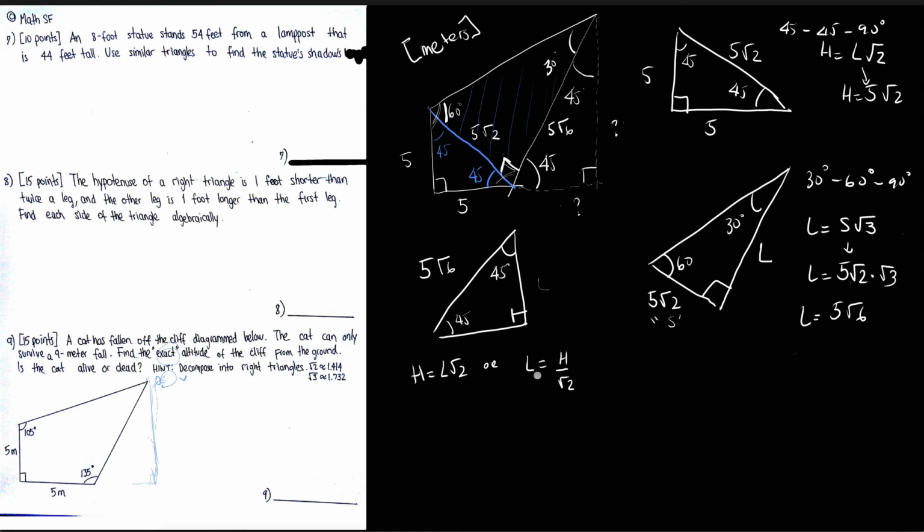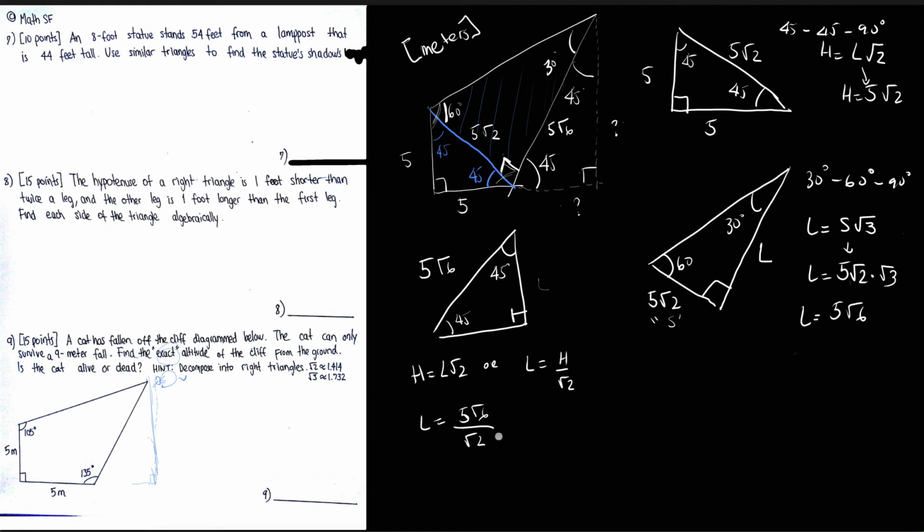Let's see what can we do to get that particular leg. So h root 2. Let's do that. L, which we don't know, is equal to hypotenuse 5 root 6 over root 2. I need to reduce some things here.